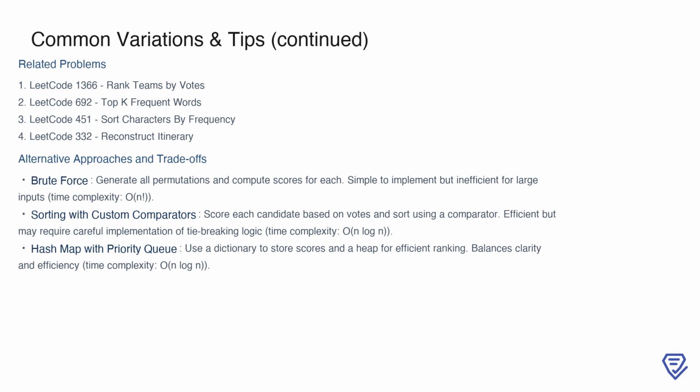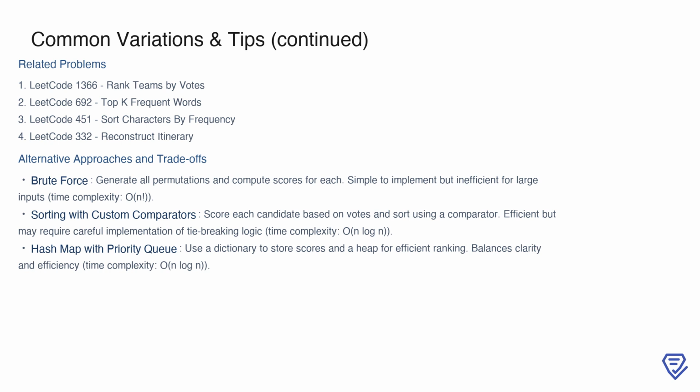There are several related problems that you can practice to deepen your understanding of this topic. For example, LeetCode 1366, which is also about ranking teams by votes, is closely related and offers a similar challenge. Other examples include LeetCode 692, which involves finding the top k frequent words, LeetCode 451, which deals with sorting characters by frequency, and LeetCode 332, which focuses on reconstructing an itinerary.